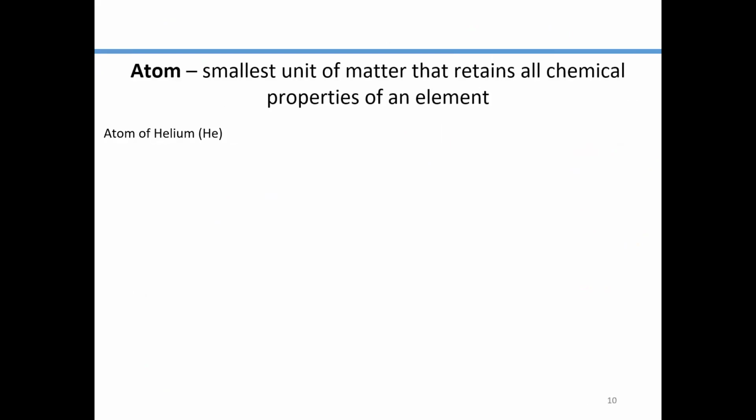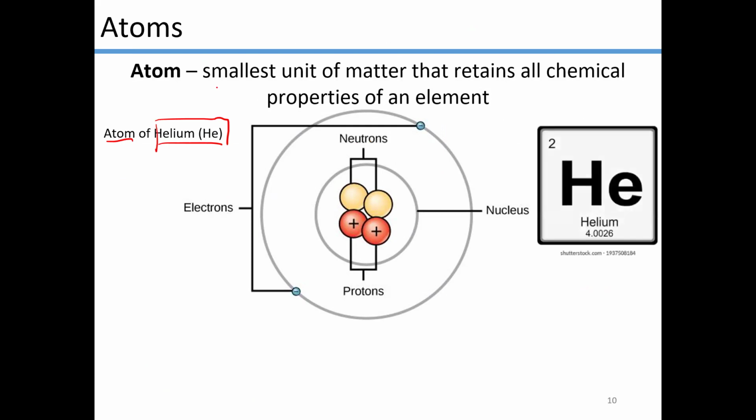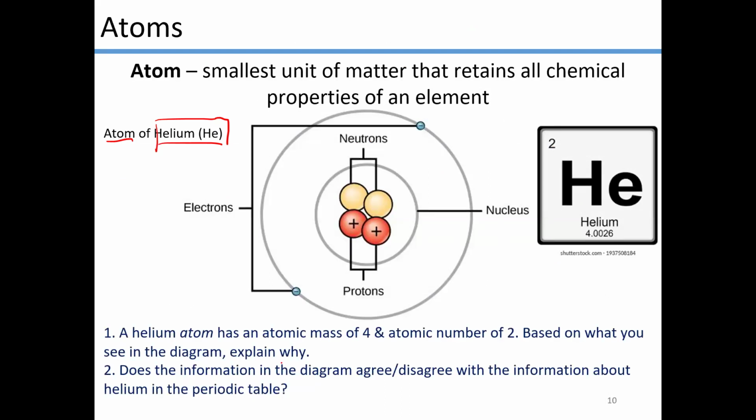So let's check this out a little further and use an element as an example. In this case, we have an atom of helium. This is our element. We're looking at our atom, which is all of the pieces that make it up. And right here, we have our tile from the periodic table. There are two questions we want to check when comparing these two. The first one is: the helium atom has an atomic mass of 4, which we can see right over here, and an atomic number of 2, which we have right over here.